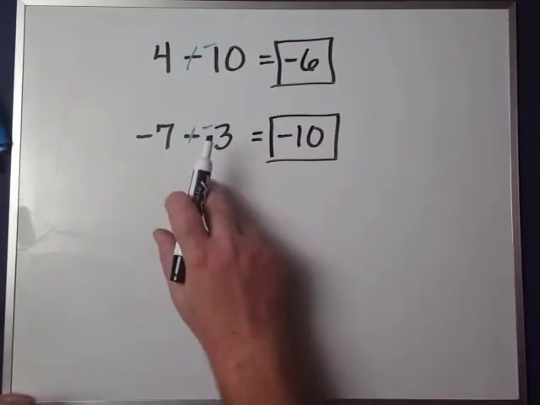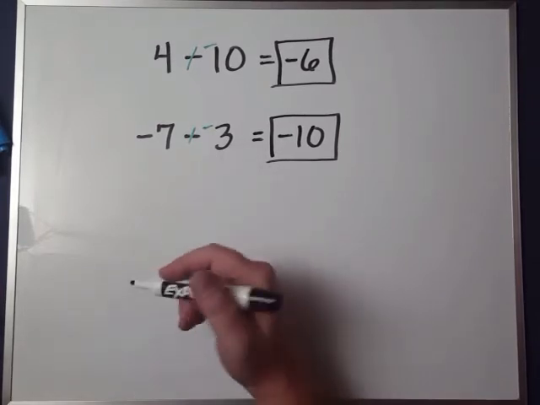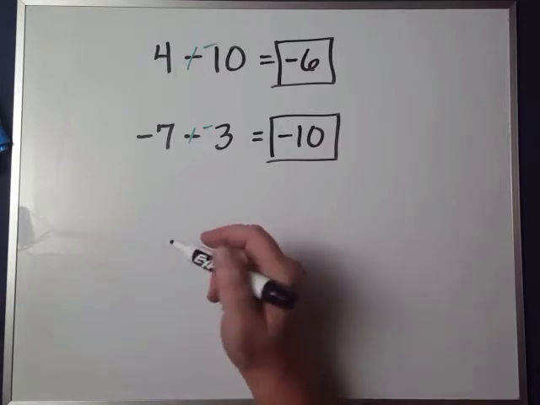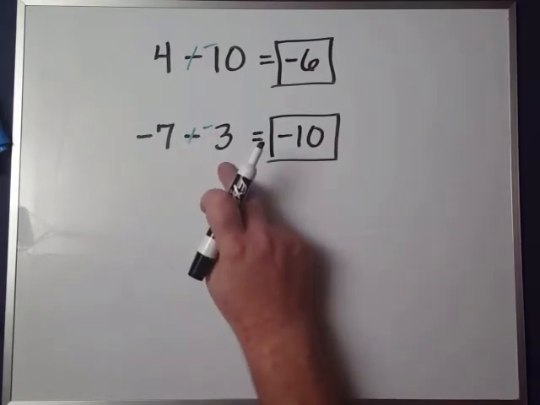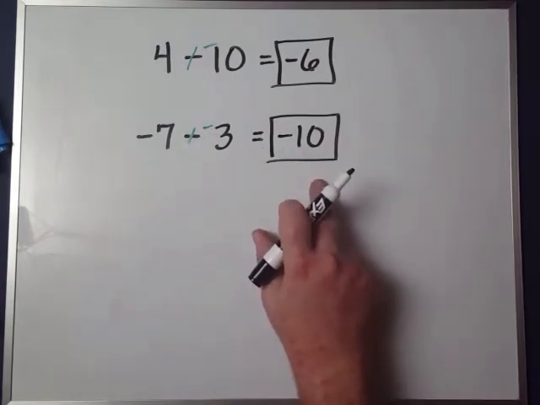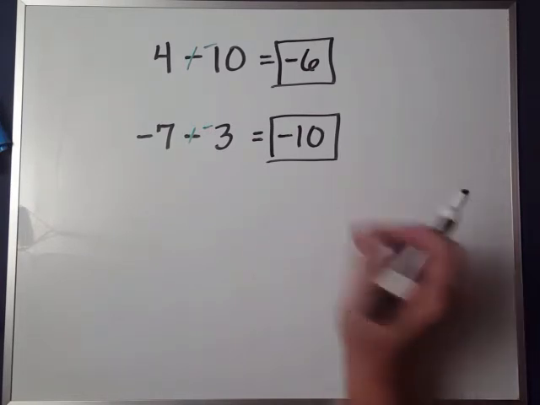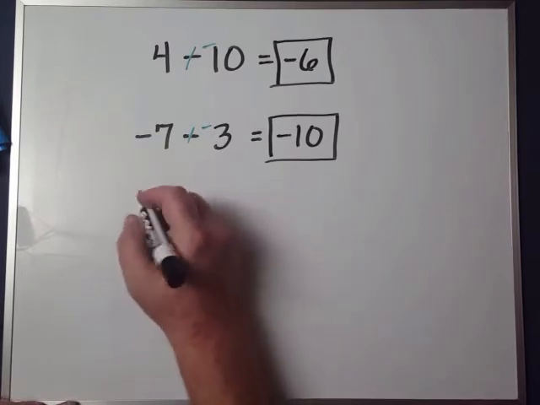And again, this is why I don't like saying 2 negatives make a positive. 2 negatives don't always make a positive. When I add 2 negatives together, I certainly get a more negative number. Let's try one more.